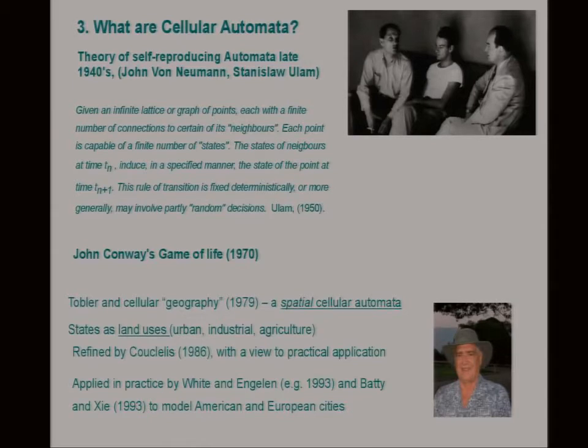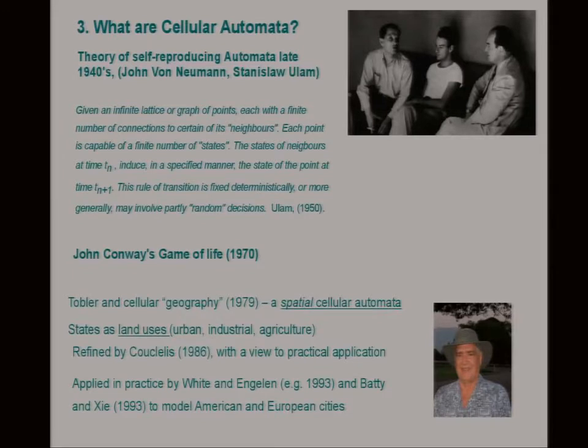Given an infinite lattice or graph of points, each with a finite number of connections to certain of its neighbours, each point is capable of a finite number of states. The states of neighbours at time Tn induce in a specified manner the state of the point at time Tn plus 1. This rule of transition is fixed deterministically, or more generally may involve partly random decisions.